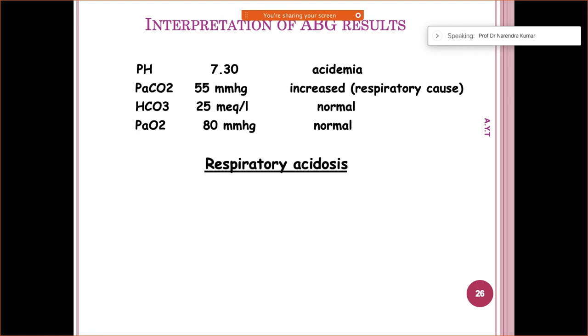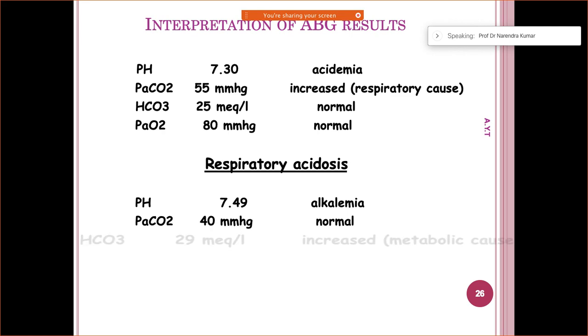Okay, shall we try to have a brief overview? One more example. Okay, 7.49. 7.49, of course, is alkali. PCO2 is 40, so this is normal. Then what else will you look for? Bicarb. So bicarb you are trying to look at is 29. So this is slightly on the higher side, which means it is increased.